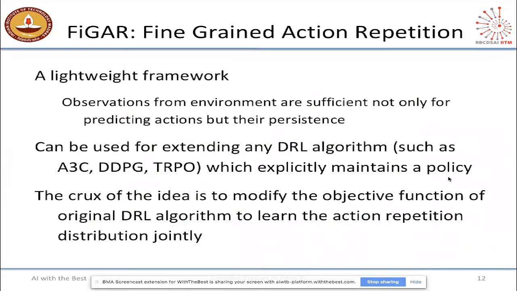And so what we set out to achieve with FiGAR was to give a lightweight framework, right? And the assumption is that you don't really need any additional information. Whatever observations you're making from the environment are sufficient for predicting the actions and their persistence. And we set out in such a way that FiGAR could extend any of the deep RL algorithms that are out there. It could be A3C, DDPG, TRPO, whatever's your favorite deep RL algorithm, which explicitly maintains a policy. So that's the only caveat here, right? So the crux of the idea is to just modify the objective function so that you learn the action repetition distribution simultaneously with the action distribution as well.